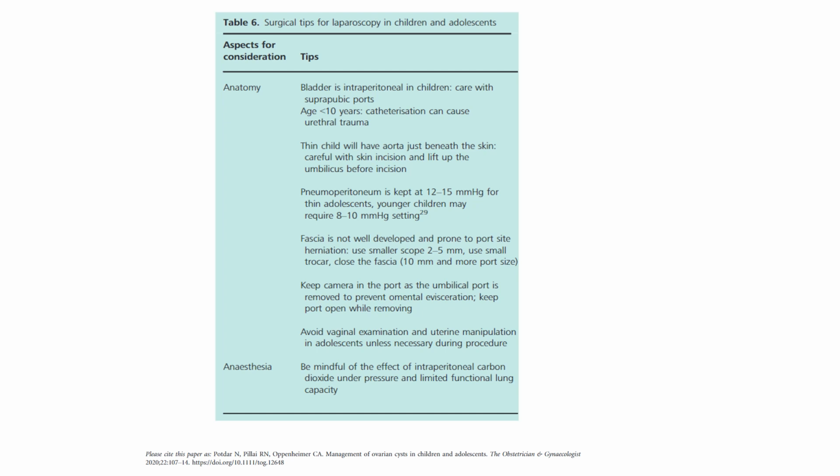Pneumoperitoneum is kept at 12 to 15 millimeters of mercury for thin adolescents. Younger children may require 8 to 10 millimeters of mercury pressure settings. Fascia is not well developed and prone to port site herniation. Use smaller scopes, 2 to 5 millimeters. Use small trocars. Close the fascia for 10 millimeter and larger port sites. Keep the camera in the port as the umbilical port is removed to prevent omental evisceration. Keep port open while removing.